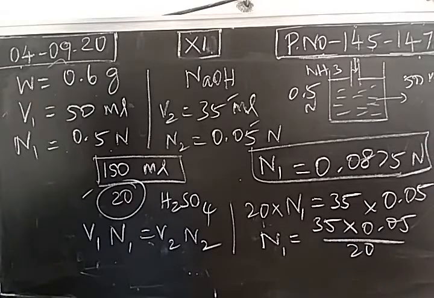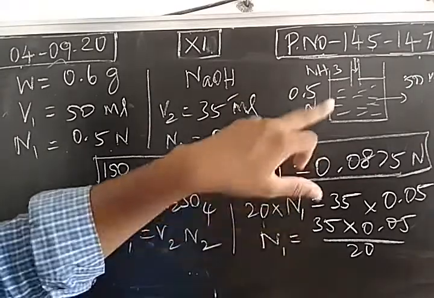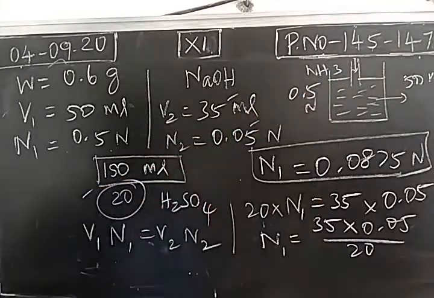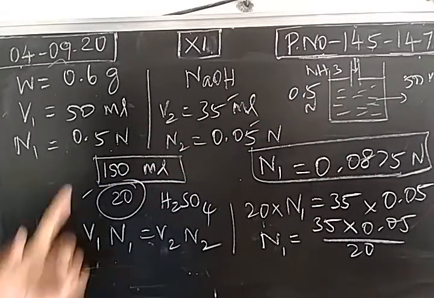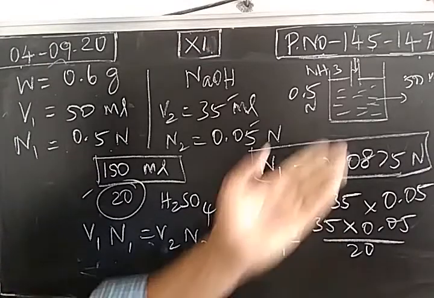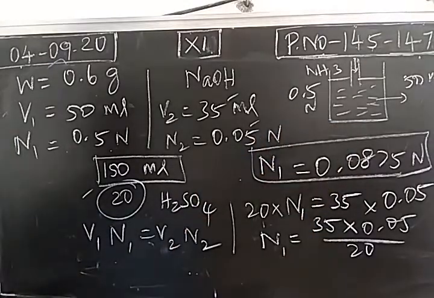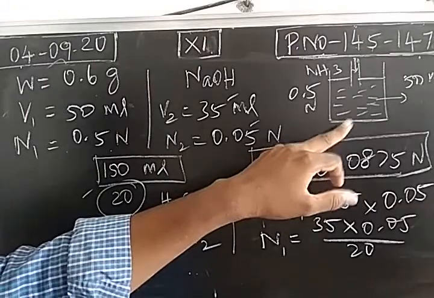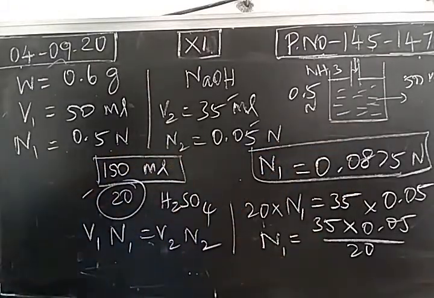Now we have to calculate, after formation of ammonium sulfate, how much sulfuric acid is there. So what does this dilute solution represent? Some quantity of sulfuric acid is present in the receiver, and that is diluted into 150 ml. We need to find how much sulfuric acid is remaining unchanged.